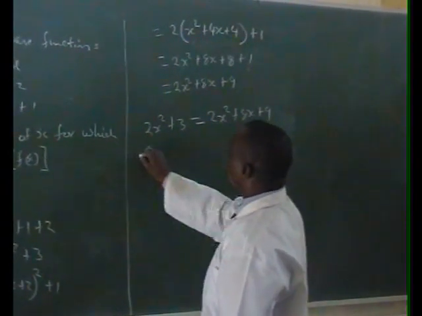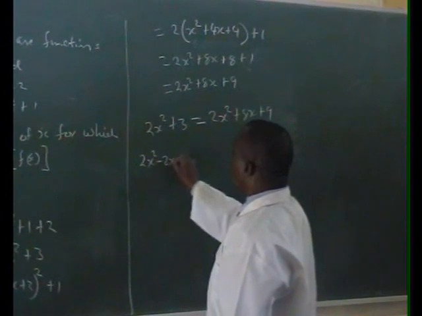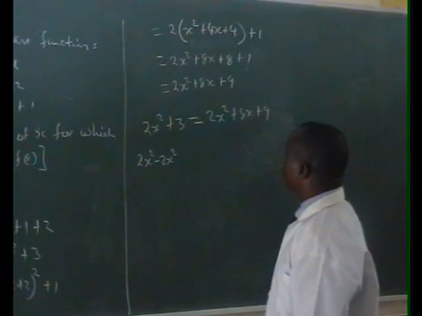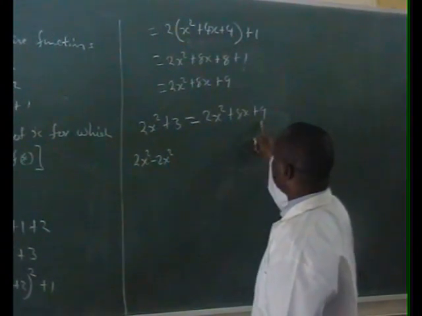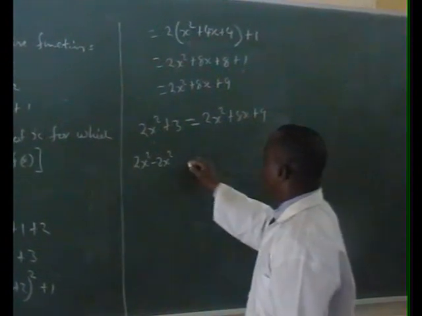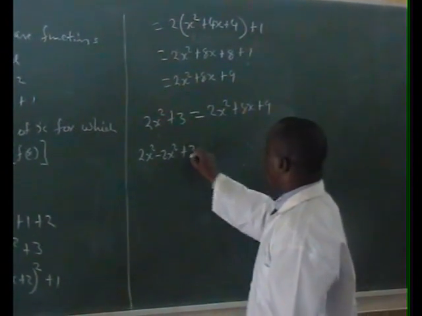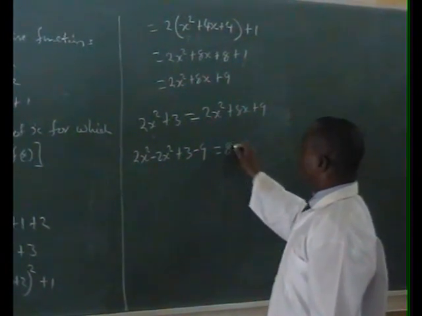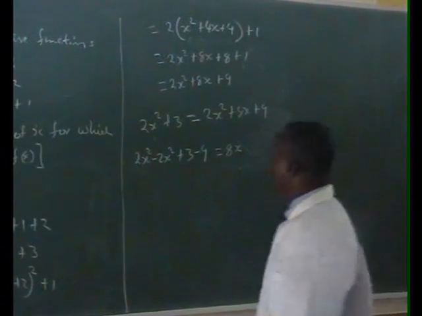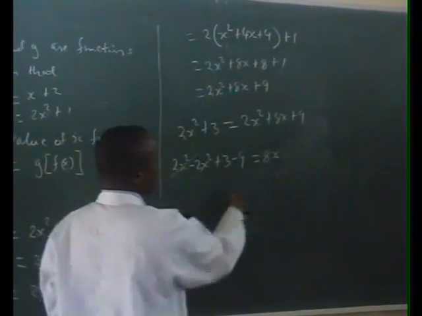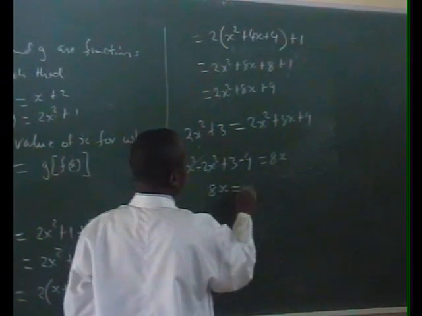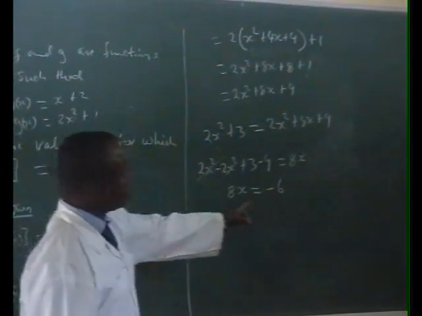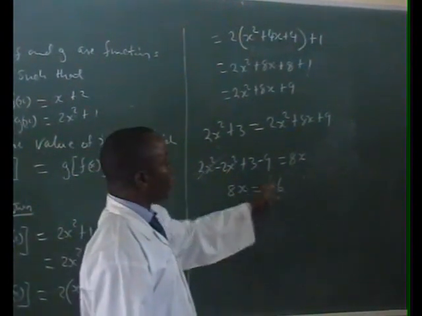Collecting like terms, we will have 2x squared minus 2x squared, as this crosses to this side. And then we also have 9, let me bring 9 to this side. I will have plus 3 minus 9 equal to 8x. Now automatically what it means is that this one will go. So I'll have 8x will be equal to minus 6. Look at that. 8x will be equal to minus 6. Now 3 minus 9 gives us minus 6.